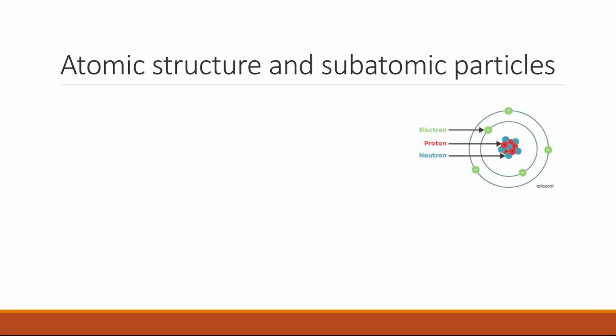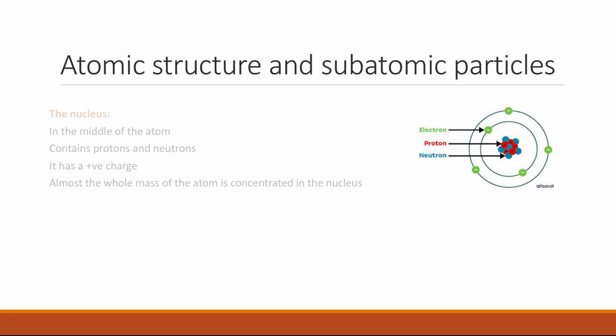Atomic structure and the subatomic particles. So we know that the atom is formed of a nucleus. The nucleus can be found in the middle of the atom. It contains protons and neutrons. Protons are positively charged and neutrons are neutral, they are uncharged. And almost all the mass of the atom is concentrated in the nucleus.